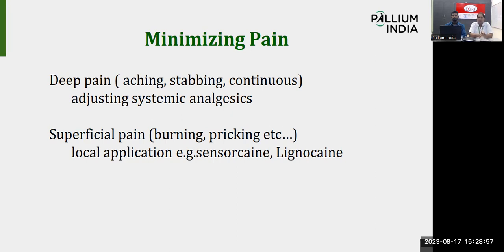And if it is a superficial pain like burning, pricking type of pain, we can use local applications like lignocaine, these kinds of local applications, in order to desensitize that area, right? So we can use this kind of management if the patient is having pain, right?